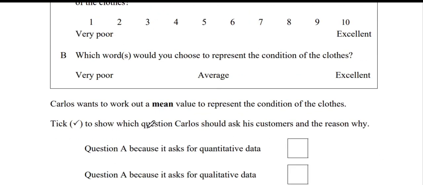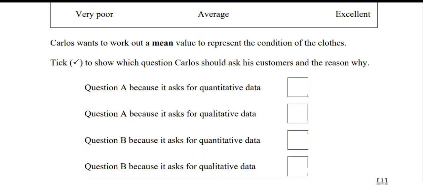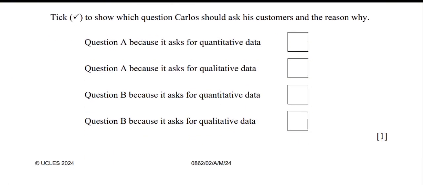Carlos wants to work out a mean value to represent the condition of the clothes. Tick to show which question Carlos should ask his customers and the reason why. Question A, because it asks for quantitative data. Question A, because it asks for qualitative data. Question B, because it asks for quantitative data. Question B, because it asks for qualitative data.